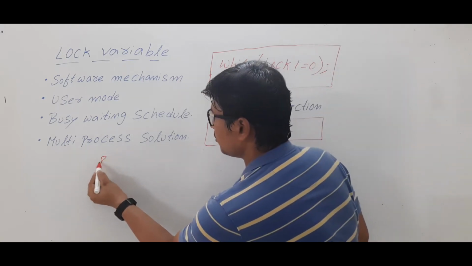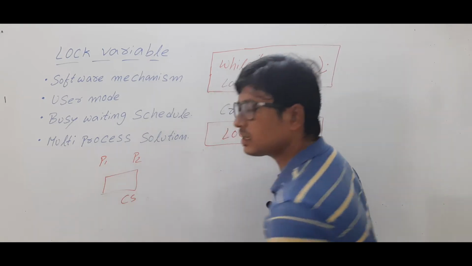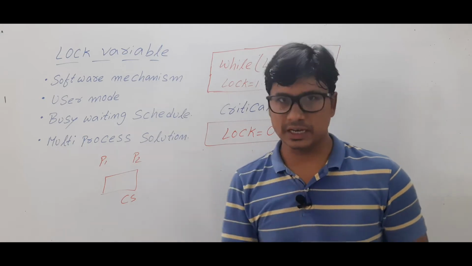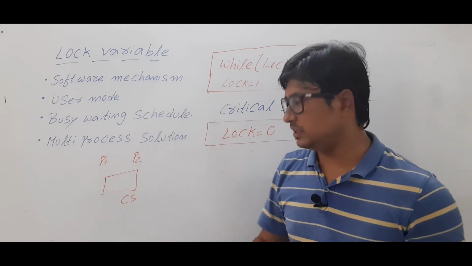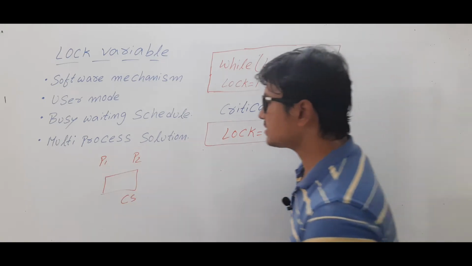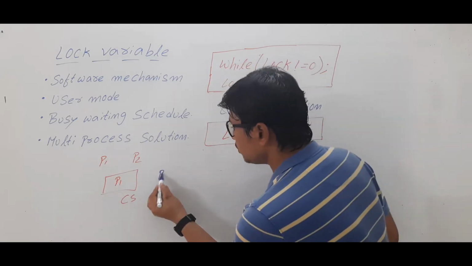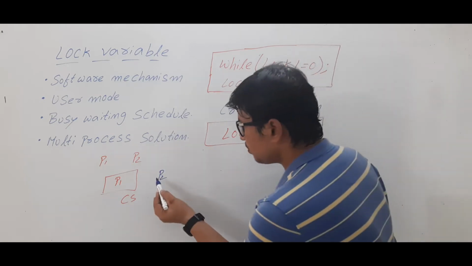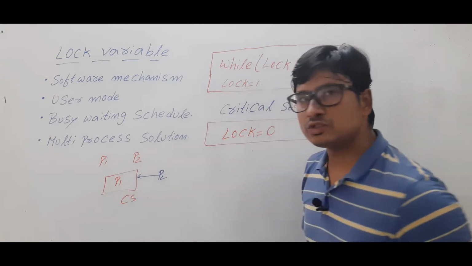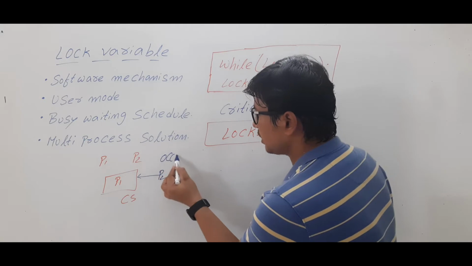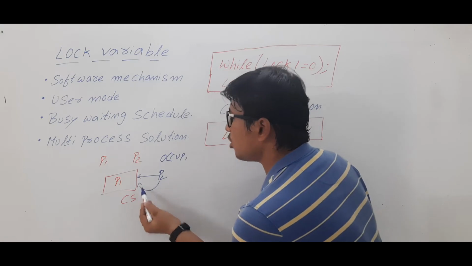Now, let's consider that you have process P1 and process P2 and you have a critical section. Any synchronization mechanism should provide mutual exclusion. What is meant by mutual exclusion? At any time, a maximum of one process can be in the critical section. Now let's consider that process P1 is in the critical section. Process P2 wants to enter the critical section, so it will verify whether the critical section is occupied or vacant. It is occupied.